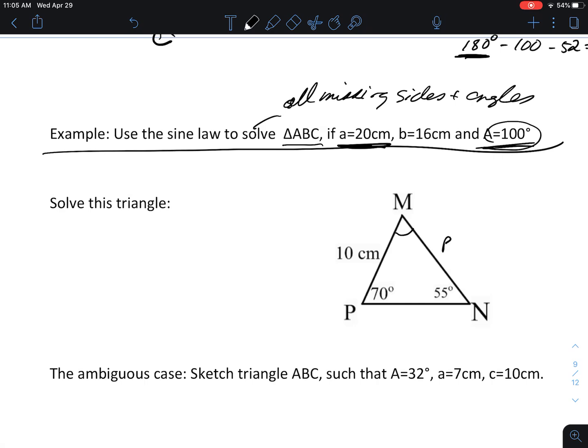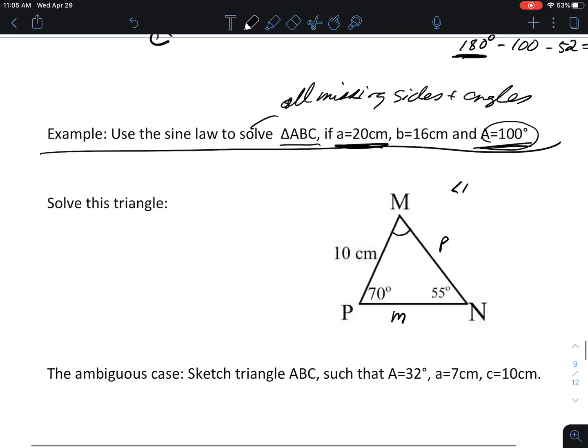All right. Here is one for you to try. So the easiest thing, obviously, is to find angle M, and then use the sine law to find side P and side M. Okay, so maybe pause it here and try and see if you can do that on your own.